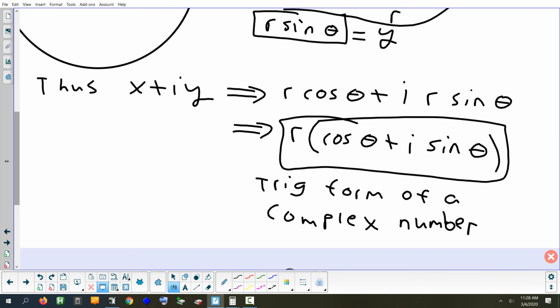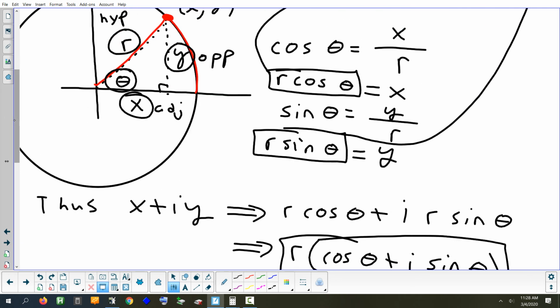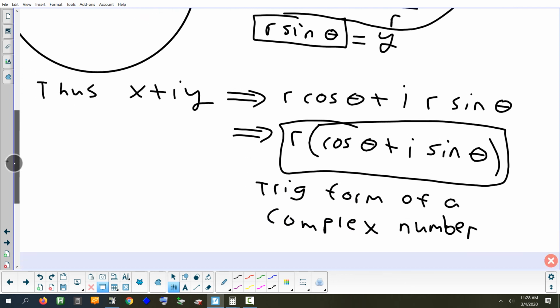So there are two things that you have to find to write a number in trig form. r is the radius of a circle, and that's basically like using absolute value. It's the hypotenuse of the triangle. And theta is an angle. So we're going to practice finding that angle.